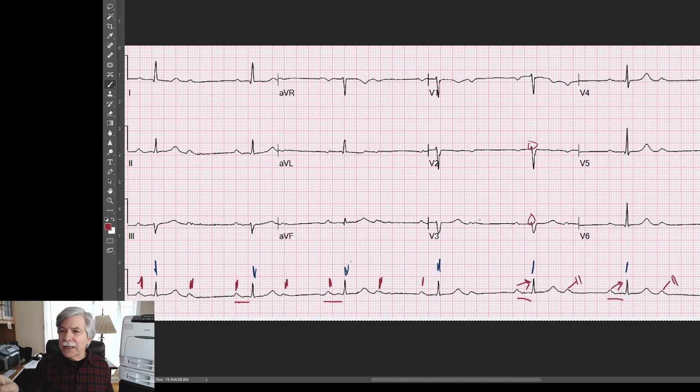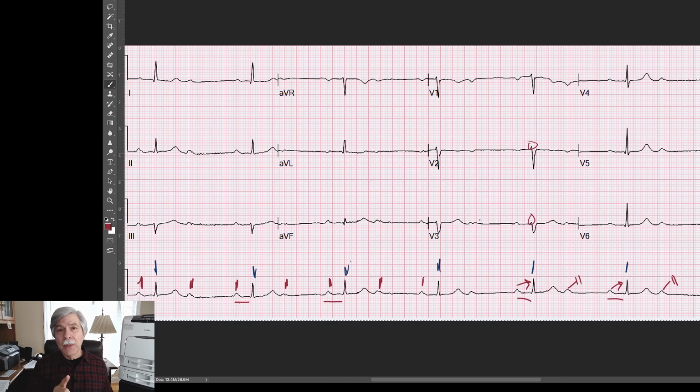Do you treat 2 to 1 block differently than Mobitz 2? That's the whole point, Kaiman. That is why we're here today, to understand why 2 to 1 block can be one of two different things and how to figure this out.